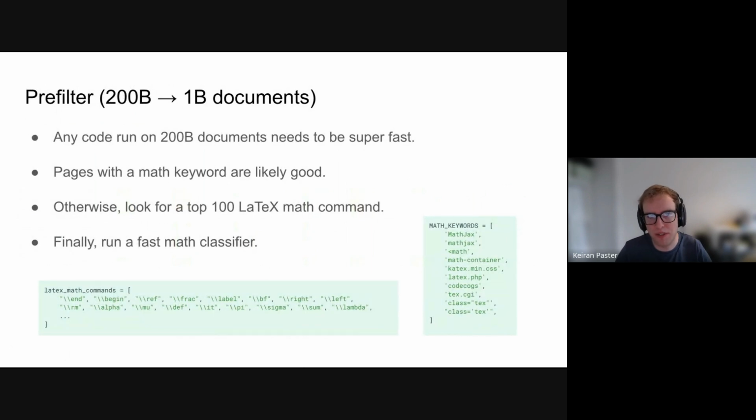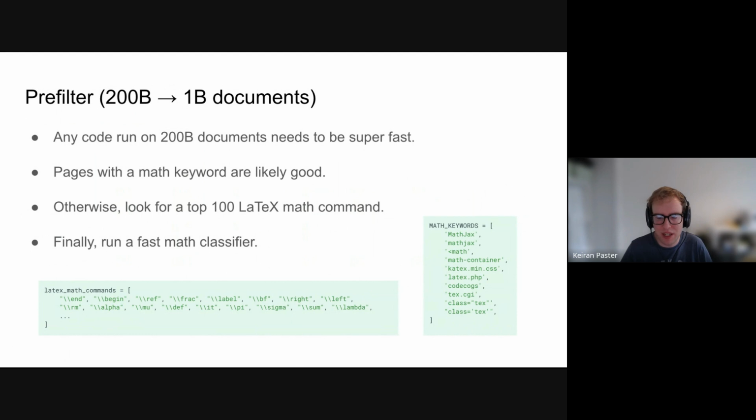Starting with pre-filtering, you'll notice that it goes from over 200 billion pages down to 1 billion pages in Common Crawl. The high-level idea here is that any code that's run on the 200 billion documents needs to be super fast. We want to get rid of everything that's very obviously not a high-quality document or not a math page, so we have these very fast filters.